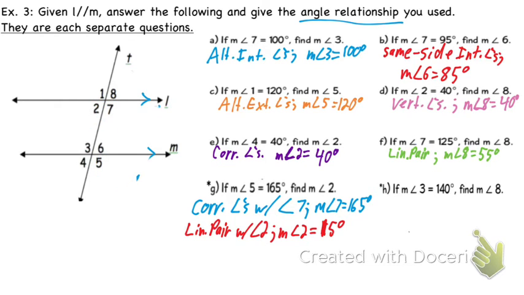Okay, let's look at letter H. Letter H is going to be very similar here. If we look, we can't go from angle 3 to angle 8 right away. You can't do it. There's no relationship. They're on alternating sides again, but they're not both interior, they're not both exterior. So we're told the measure of angle 3 is 140 degrees.